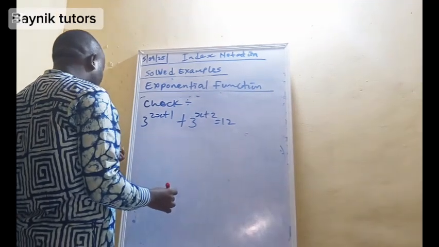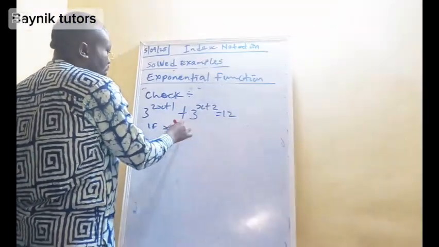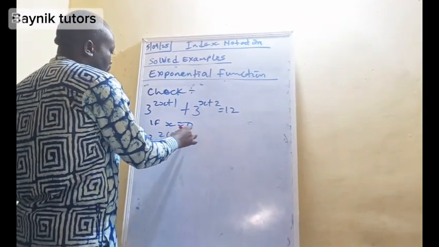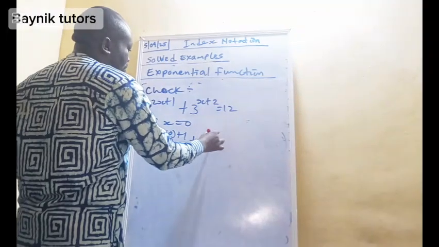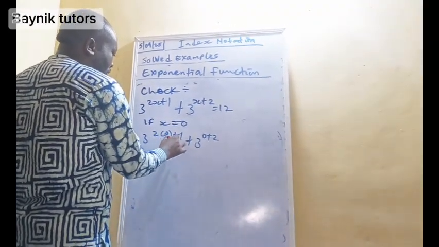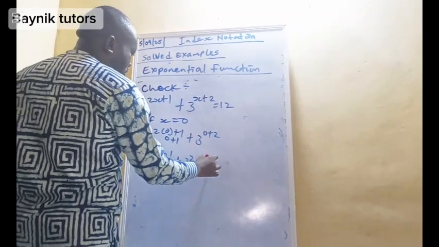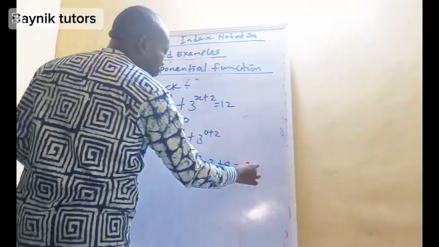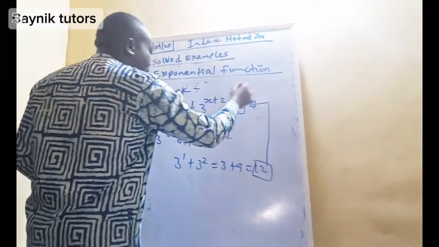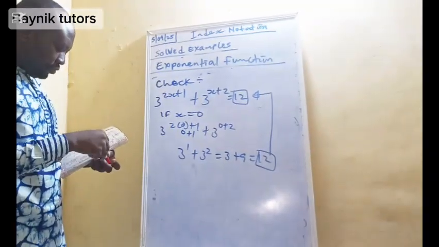So here will now be, let's do the check. If x, from our calculation there, x is equal to 0. So this will be 2 raised power 2 times 0 plus 1, plus 2 raised power 0 plus 2. So 2 times 0 is 0 plus 1. So 2 raised power 1 plus 2 raised power 2. So this is 3 plus 9, which is equal to 12, the same as what we have here as 12. So that validates our answer.